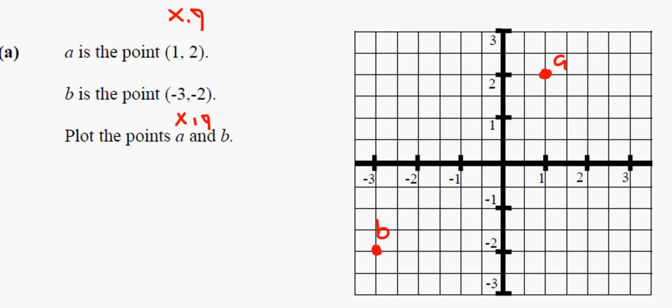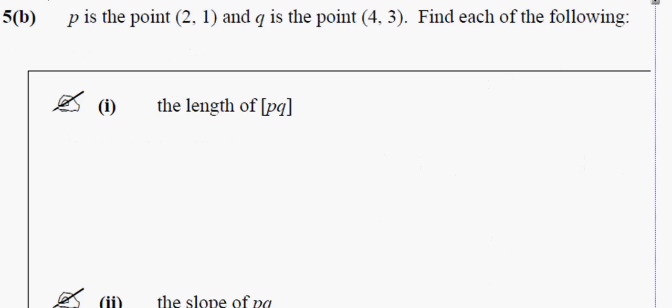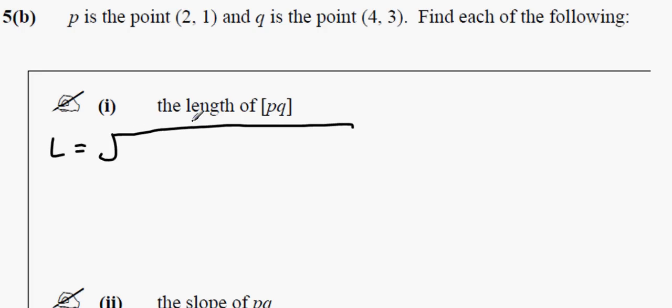Okay. Next part. We've got to find the length of the line. So the length of the line is basically the square root of, we need the formula for the length of the line PQ. This is the point P, which makes this one x1, and this one y1. So 2 is x1, 1 is y1, x2 is 4, and y2 is 3.